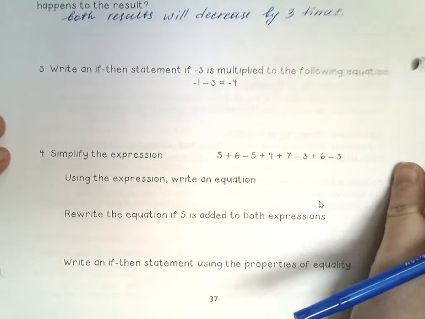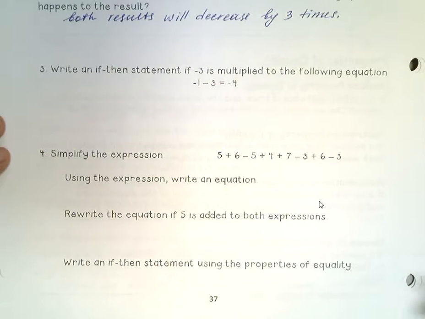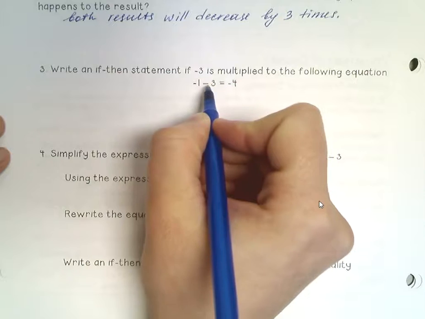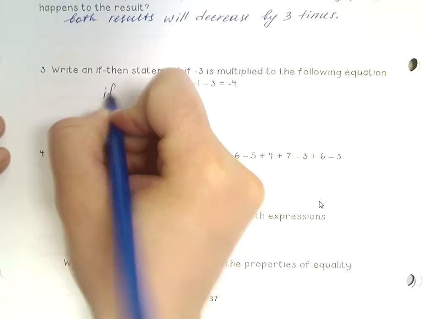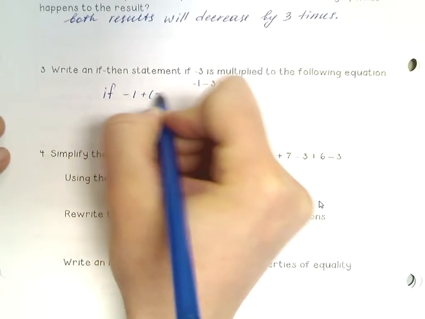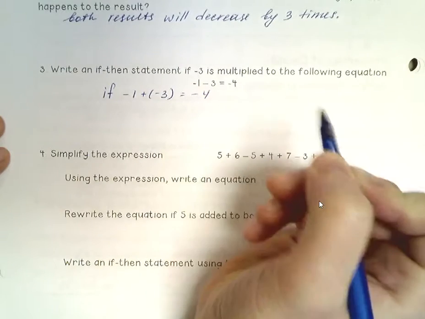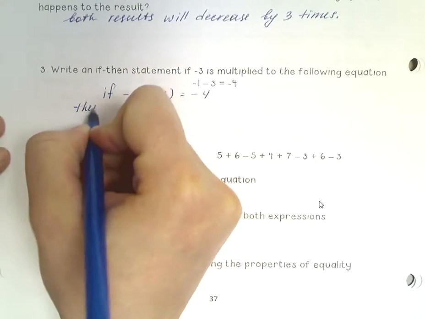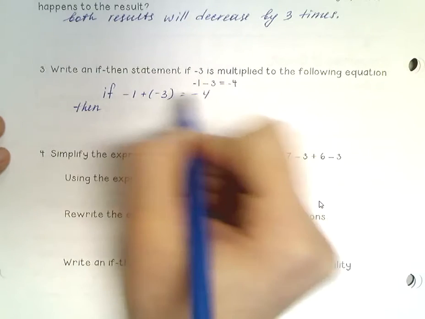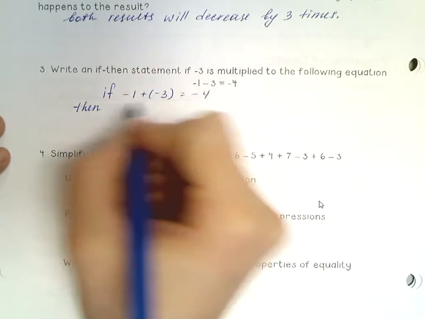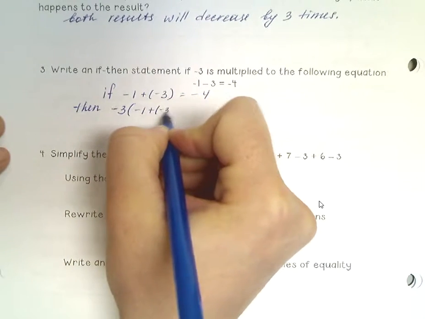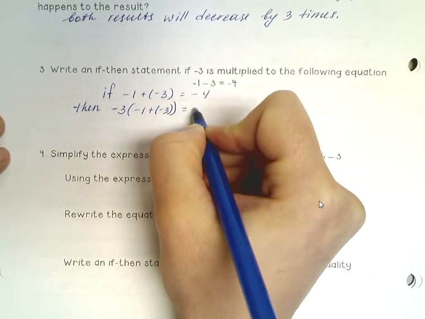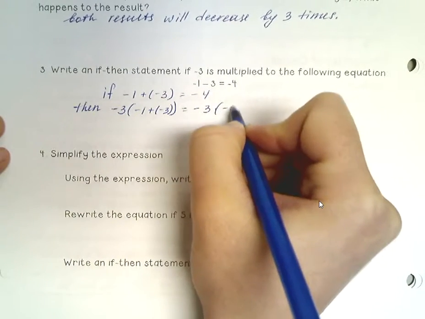Number 3. Write an if-then statement if negative 3 is multiplied to the following equation. So I will say the if statement and I will restate it, changing my subtraction to the addition of the opposite. So I will write if negative 1 plus negative 3 equals negative 4. And my then statement will be when I multiply by negative 3 both of the expressions that I have here. And so negative 3 times negative 1 plus negative 3 has to equal negative 3 times negative 4.